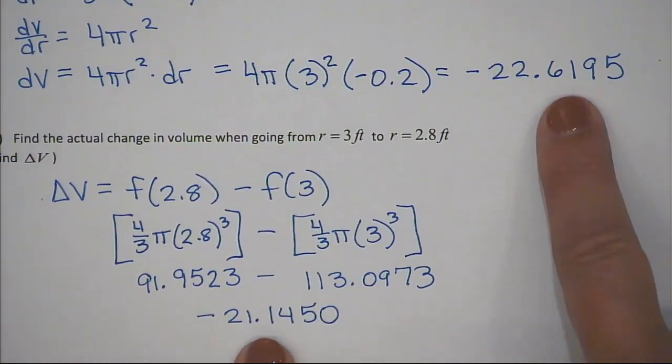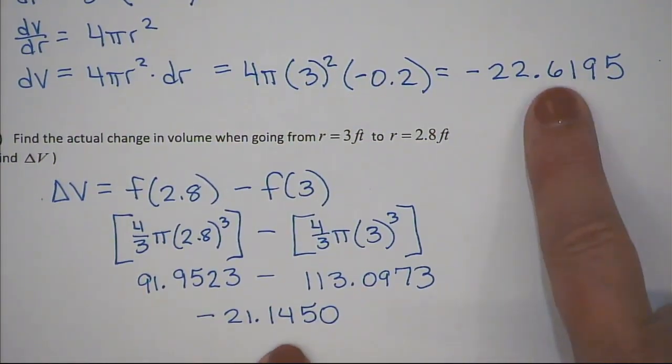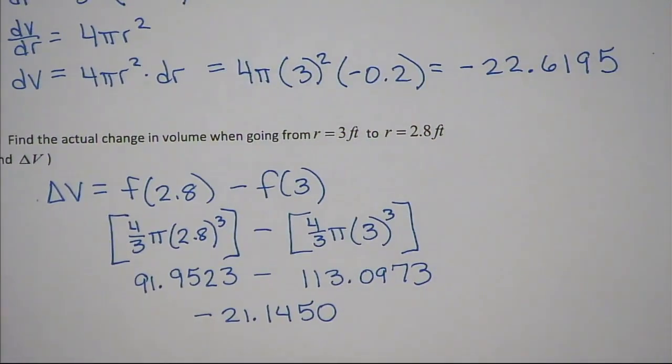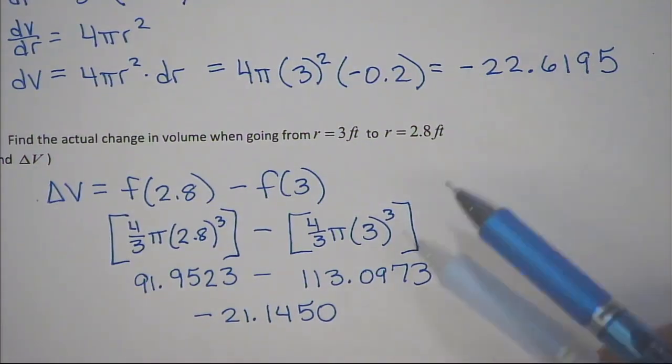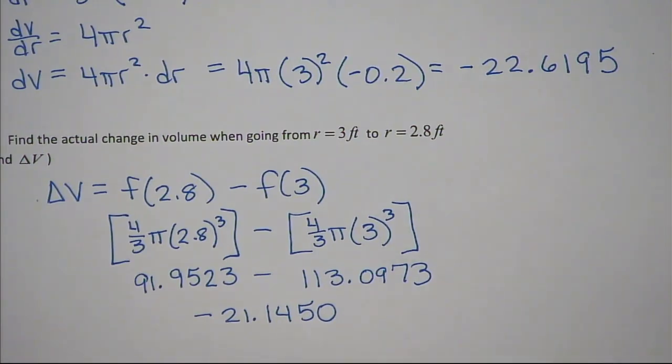This one is a little bit more off, but our change in x was more. 0.2 was a little bit bigger than the 0.01. So the bigger the change in x, the farther apart your approximation is going to be from your actual answer, but it's still good. It's not great, but it's okay. That's your approximation. This was actual. So that's all I've got to tell you about differentials.